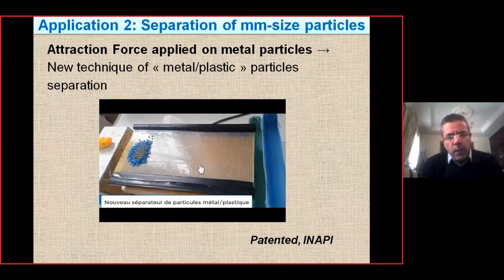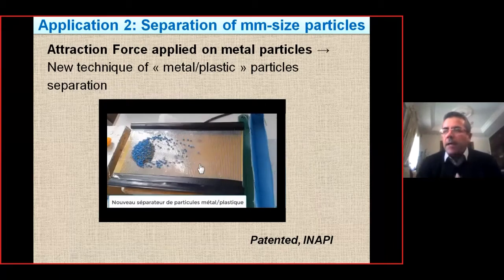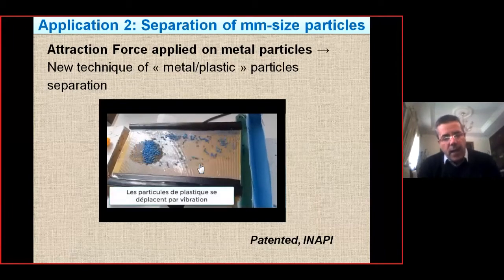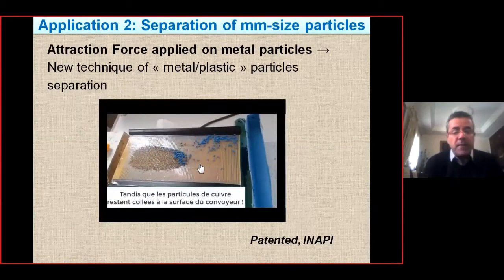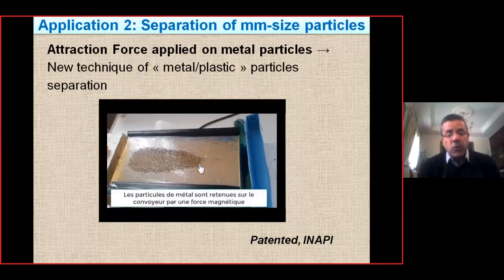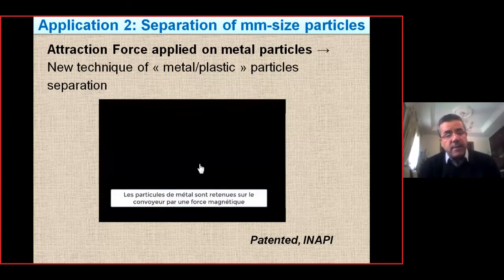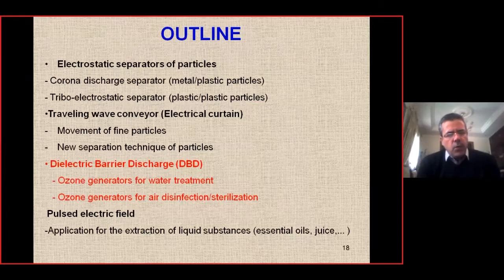So when we put this conveyor on the vibrating plate, we see that the plastic particles are displaced by the vibration. The conveyor is put on a mechanical vibration, but the metal particles are pinned on the surface of the conveyor. So there is a separation. It's a new separation technique, so it can be applied as an industrial prototype. So I give only the main information without technical details.